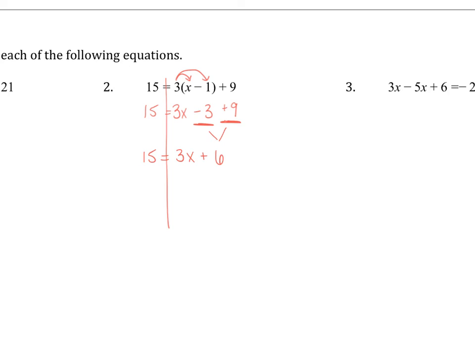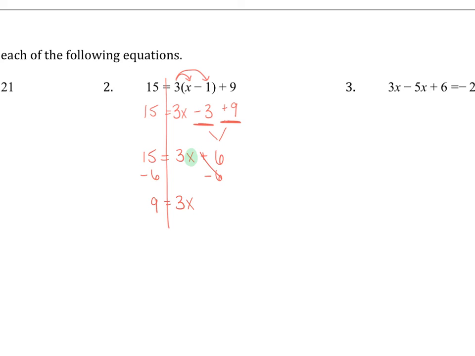Okay, so I distributed. That's step 1. Step 2, combine like terms. Step 3, we're going to get that variable by itself. So I want to get this x right here by itself. So let's use some inverse operations. I'm going to subtract 6 from both sides. So I'm left with 9 equals 3x, because 15 minus 6 is 9.